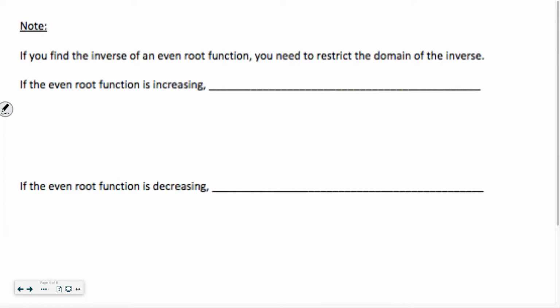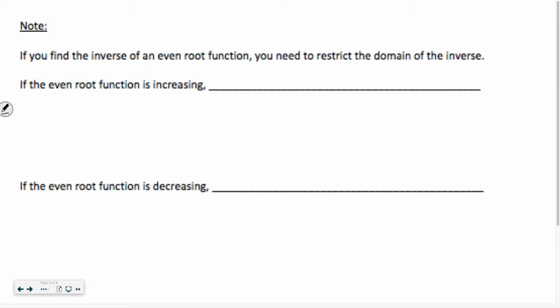Now on the back side, I have a little box with a note in it, because if you just look down at your 2 graphs that we're going to do next, notice the first one looks like a square root or an even root function, right? And then the second one really is like half of a parabola instead of a whole parabola.